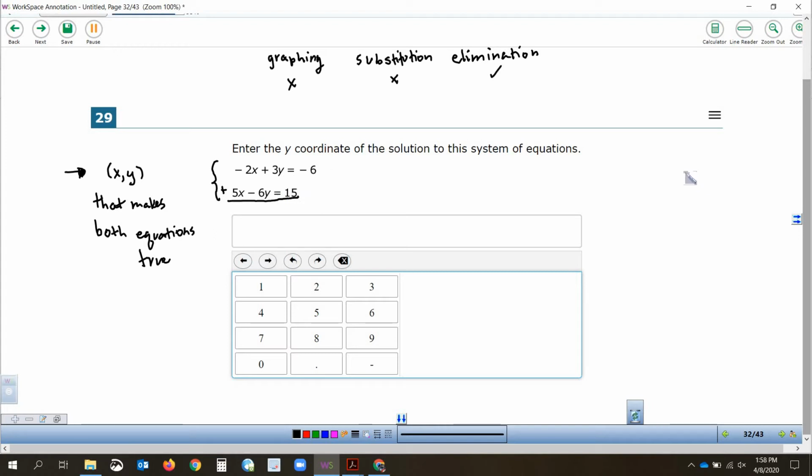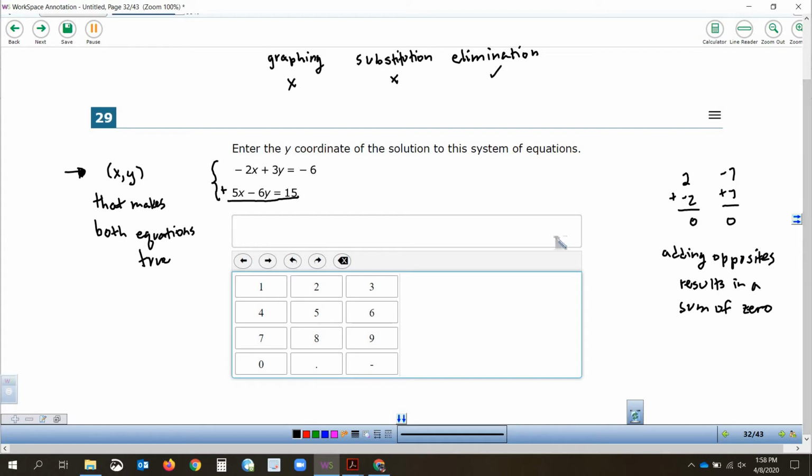Now, just a reminder, how do we eliminate things by adding? Well, if I add 2 plus negative 2, what do I get? I get 0. Or if I add negative 7 plus positive 7, what do I get? I get 0. And why does that happen? Because adding opposites results in a sum of 0. Every time. Adding opposites results in a sum of 0.